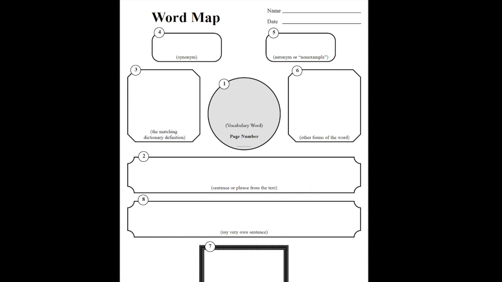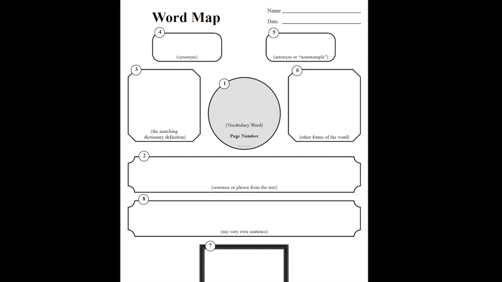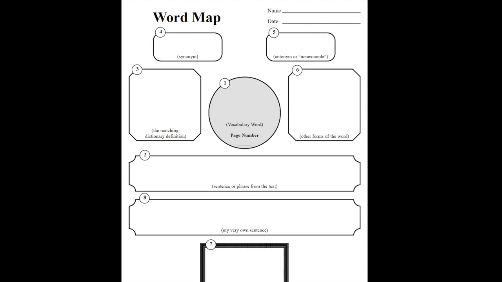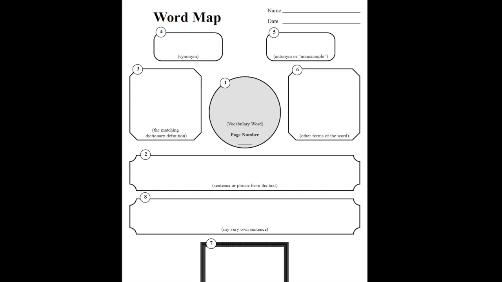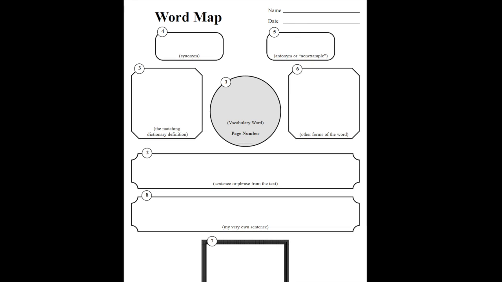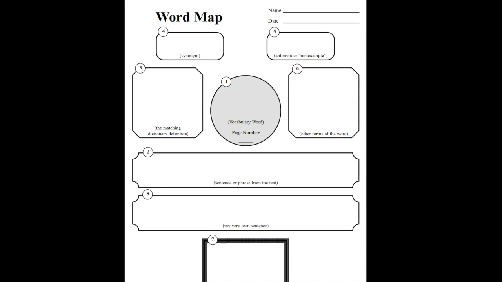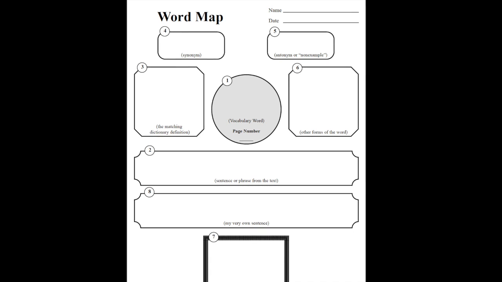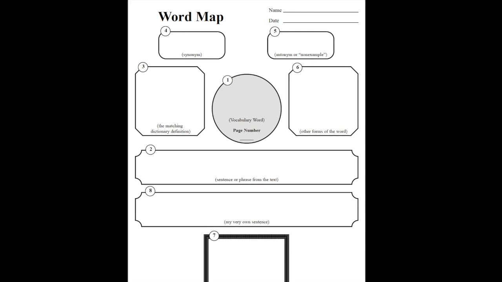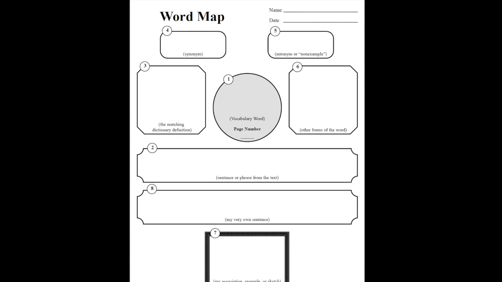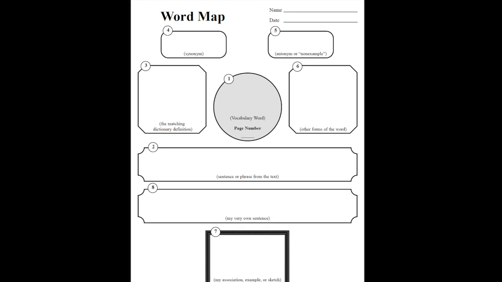I wanted to provide you with another example of a vocabulary word map, one that's a little more detailed. As you can see in this particular example, in the center there's a circle with a number 1 next to it. This is where the student will write the actual vocabulary word and the page number it came from in the book. Number 2 says sentence or phrase from the text. This is where the student will actually write the sentence or phrase from the text that the word came from. Right above that is number 3, which is where the student will write the matching dictionary definition of the word. Right above that is number 4, and it says synonym.